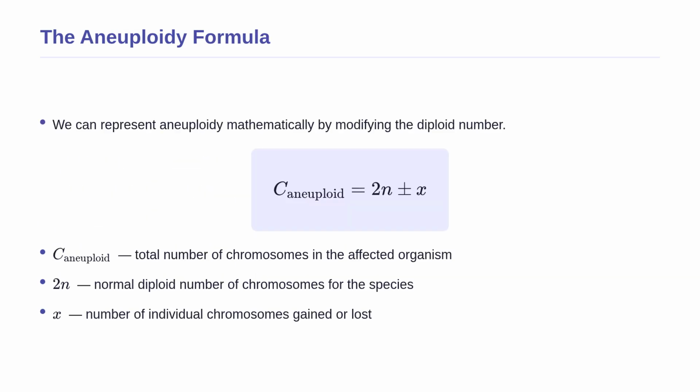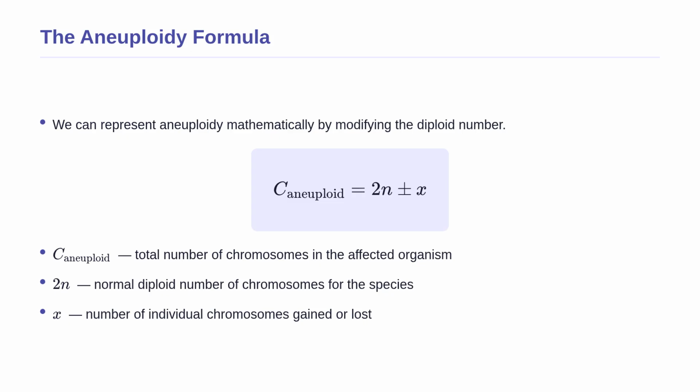This biological imbalance we just discussed can be represented mathematically by modifying the standard diploid chromosome number. The formula for aneuploidy is C aneuploid equals 2n plus or minus x. Let us break down where this comes from. The term C aneuploid represents the total number of chromosomes in the affected organism. The term 2n represents the normal diploid number of chromosomes for a specific species, where n is the basic set of chromosomes. Finally, the variable x represents the number of individual chromosomes that have been gained or lost.